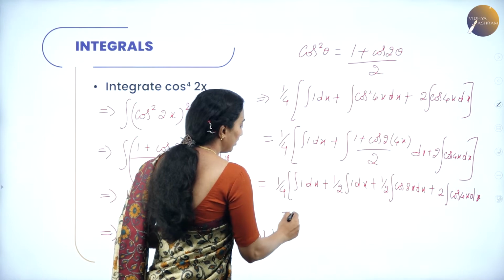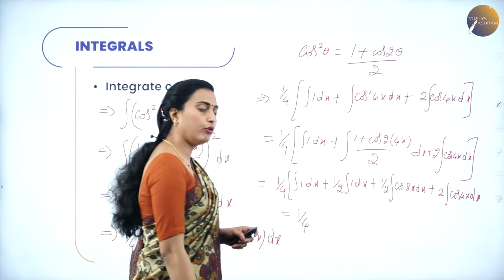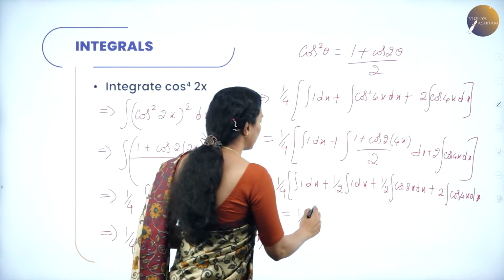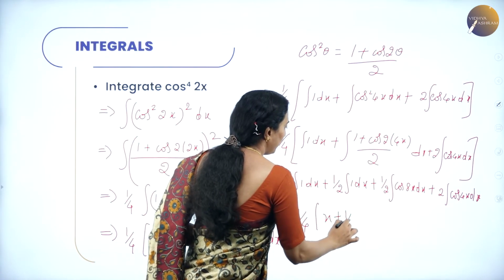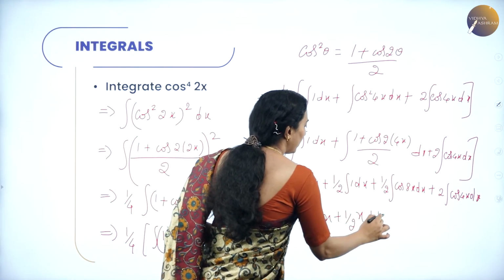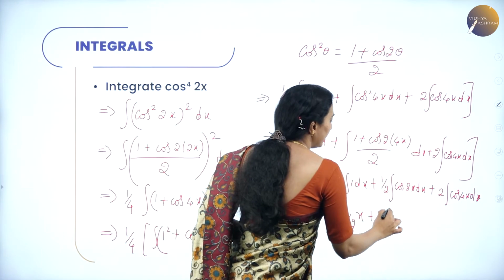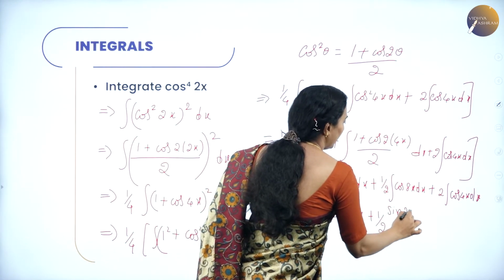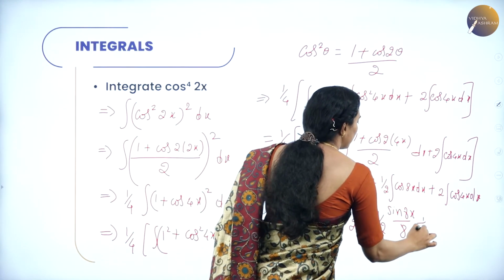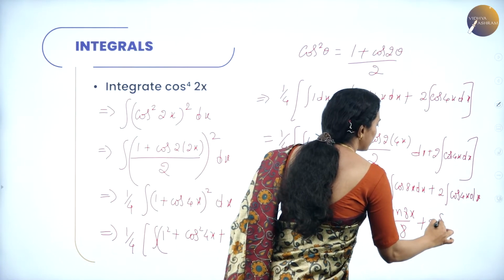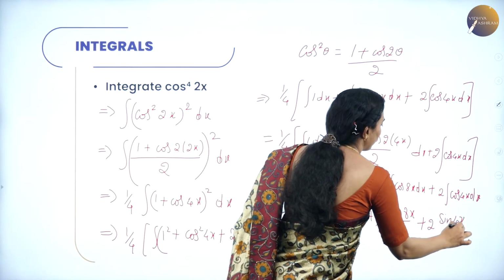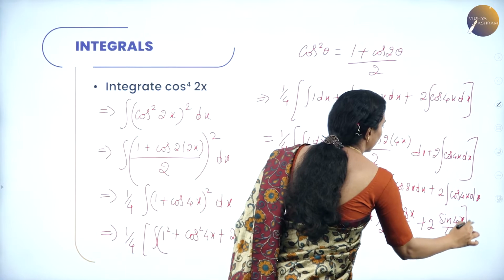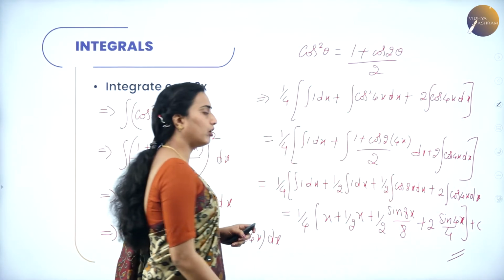So therefore, you are having 1 by 4 into integral of 1 into dx is nothing but x, plus 1 by 2 into x, plus 1 by 2 into integral of cos 8x is sin 8x divided by 8, plus 2 into integral of cos 4x is sin 4x divided by 4, plus c. And this is your final answer. You are going to get it.